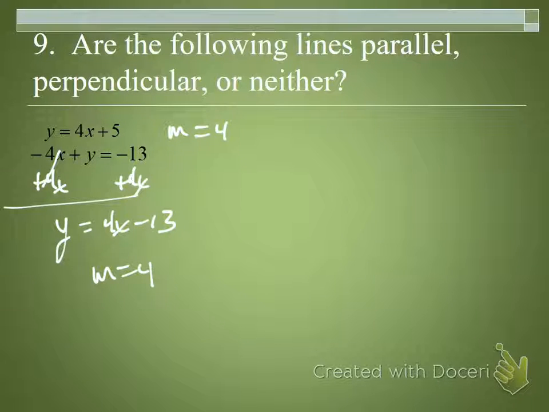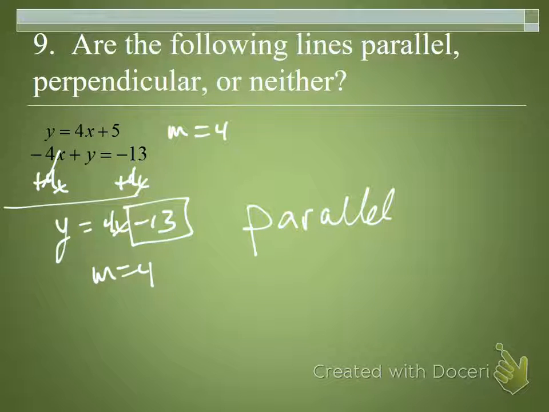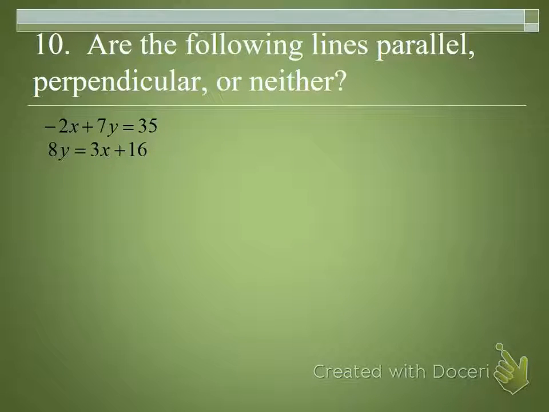So did you find the slopes? The slope of the first line is 4. The slope of the second line, when you get it in slope-intercept form, you have to add the 4x over, and then you find the slope is 4 there as well. So the slopes are the same. We ought to do a quick y-intercept check to make sure they're actually different lines than they are. So these are going to be parallel lines. Okay? All right. Try the next one. Find the slopes and see if they're parallel, perpendicular, or neither.